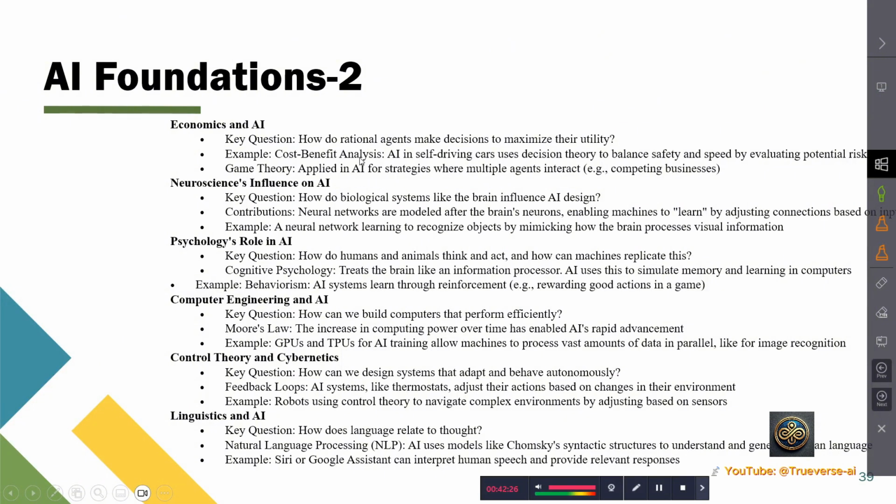Another foundation, economics and AI: how a rational agent makes decisions to maximize their utility. Neuroscience: how biological systems, for example the brain, influence AI. Psychology: how do animals and humans think and act? How can machines? We will talk more later. Computer engineering, control theory, and linguistics, which means how language is related to thought. And natural language processing utilizes many structures to organize and generate human language, like Siri, Google Assistant, and so forth.